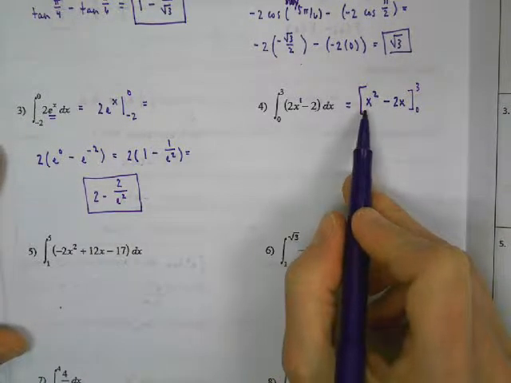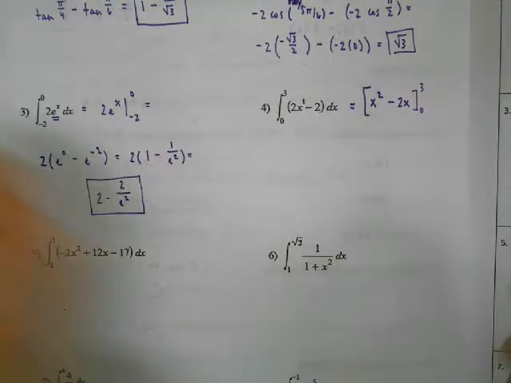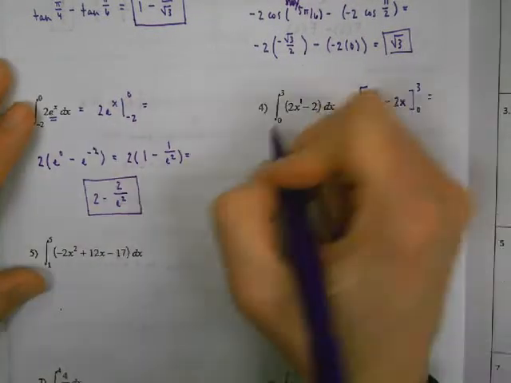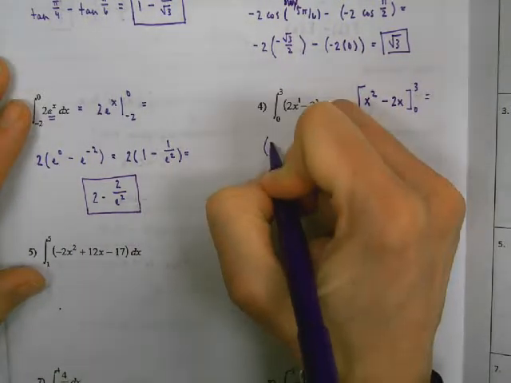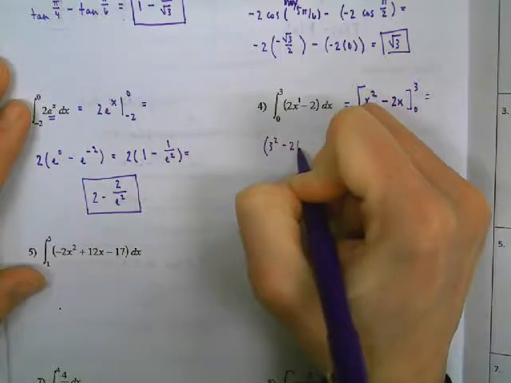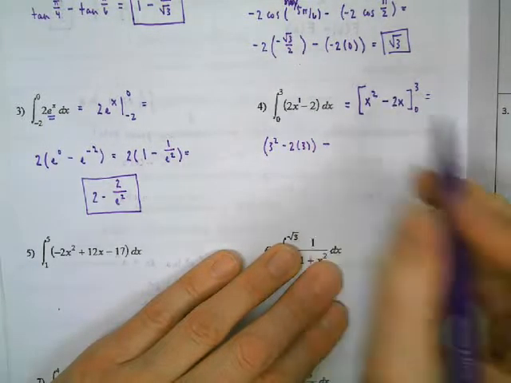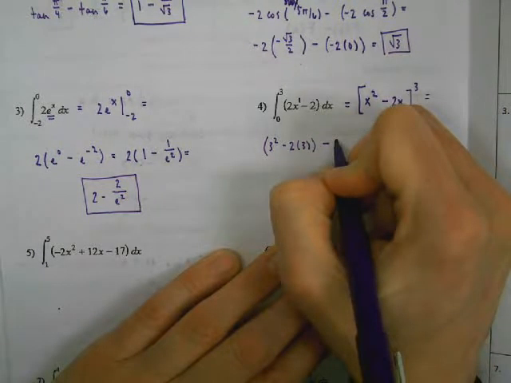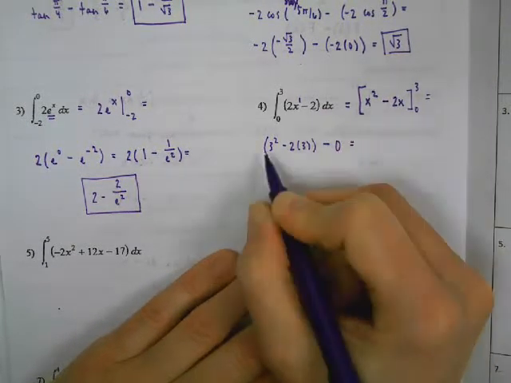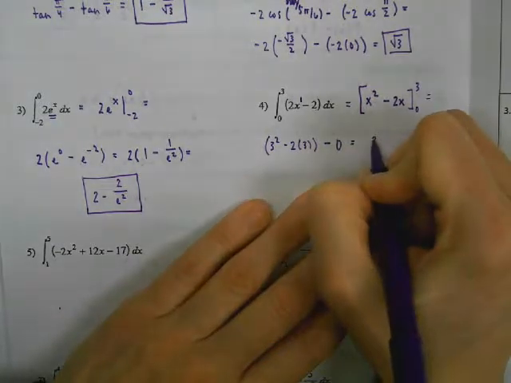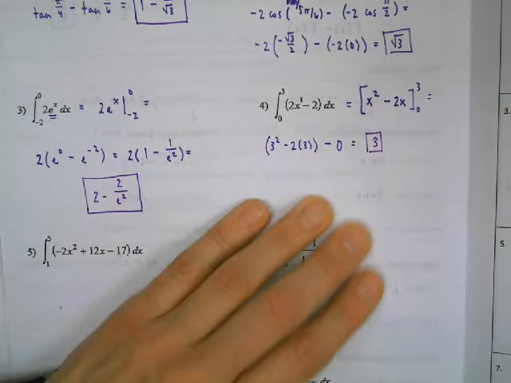So now we just have to be careful because I have 2 terms in my antiderivative. So when I evaluate it, I have now 3 squared minus 2 times 3. And I'm going to subtract the value of that at 0. Well, I know, obviously, if I plug in 0, I'm just going to get 0 there. So now I have 9 minus 6, and my value is 3.